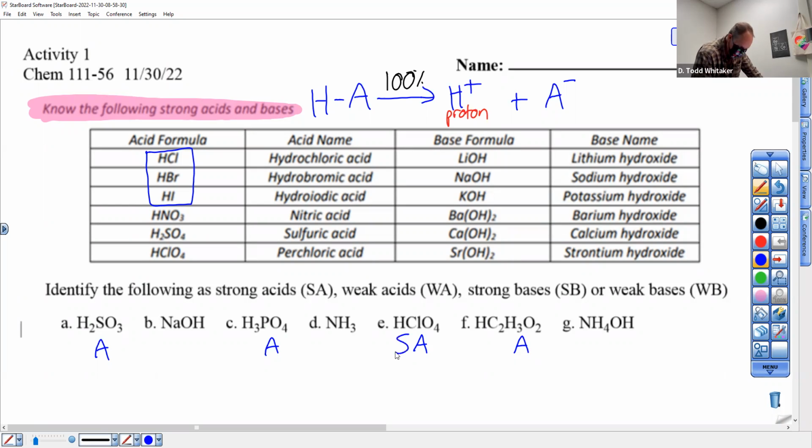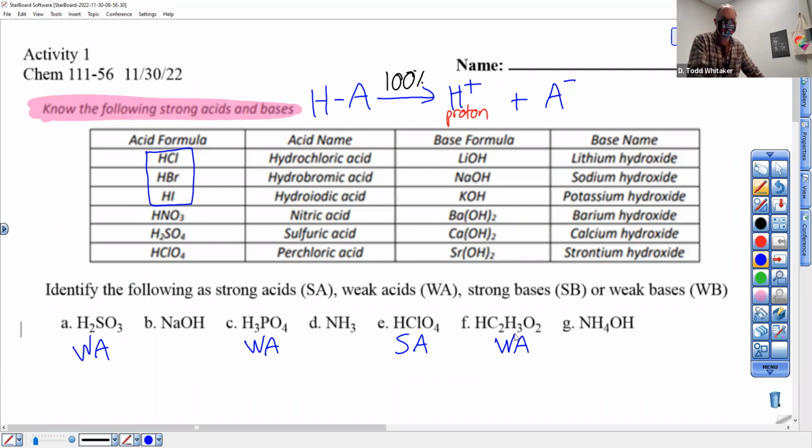Strong acid. If you're not a strong acid and you're an acid, guess what kind of acid you are? There are 2 types of acid, everybody. Strong and weak. If you're not a strong acid, which type are you? Weak. So these ones we identified as acids because they had proton listed first are weak because they're not on our list of 6.